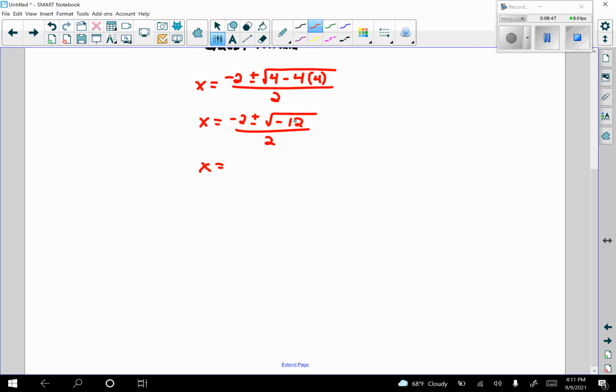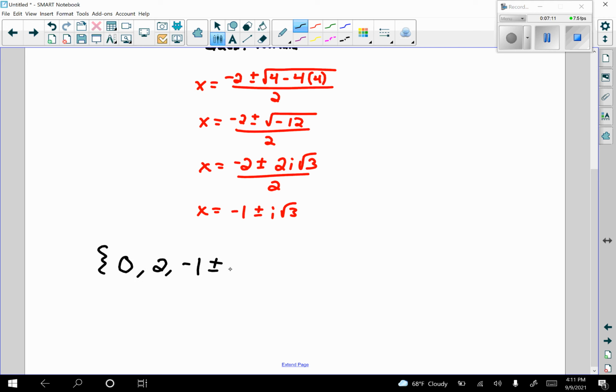We want to simplify the square root of negative 12, so that becomes negative 2 plus or minus. We're going to use 4 times 3, and an i is going to come out, so it becomes 2i radical 3 all over 2. And we can divide everything up here by 2, so we just get x equals negative 2 over 2, which is negative 1, plus or minus i radical 3. So our solution set here is 0, 2, negative 1 plus or minus i radical 3.